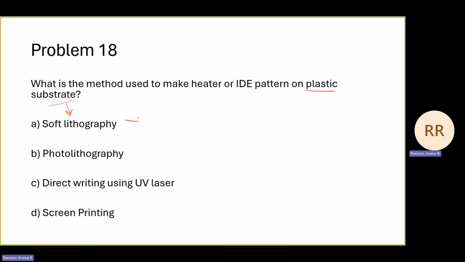So here we know soft lithography is generally used for patterning PDMS, right? We cannot use it to make a heater or IDE pattern. Photolithography we can use, but the thing is the metal deposition temperatures can be high, so we cannot use a plastic substrate in that case. Direct writing using UV laser is also wrong. The correct answer is screen printing.